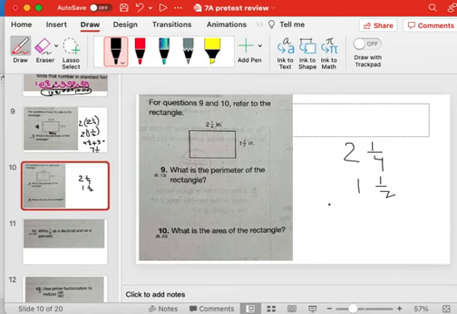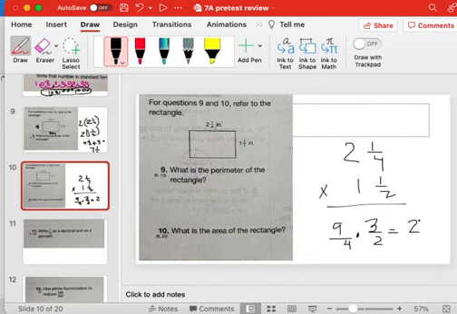Now, we don't multiply mixed numbers together like that, do we? What do we do when we're multiplying mixed numbers? Improper fractions. What's the improper fraction for 2 1/4? 9/4. 9/4 times what is the improper fraction for 1 1/2? 3 halves. So now there's nothing that's going to cancel to make that any better, is it? So we're going to have 27/8, and then we're going to put that back into a mixed number. How many times would 8 go into 27? 3 and 3/8.